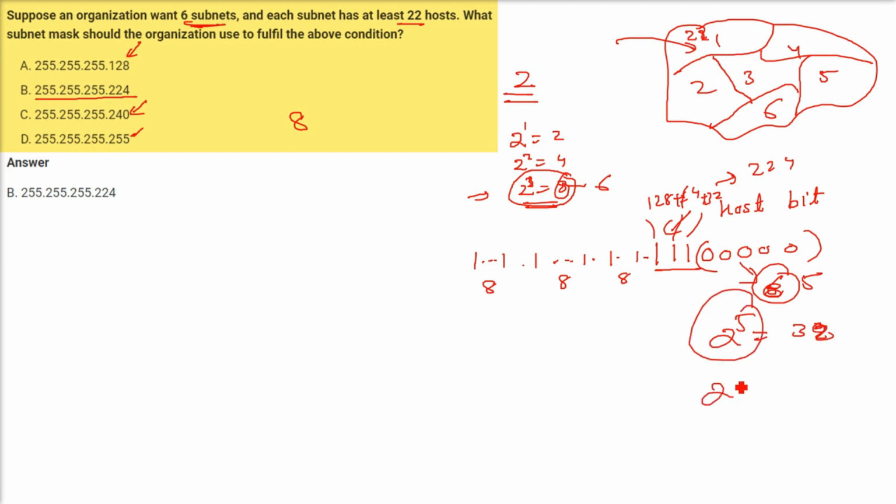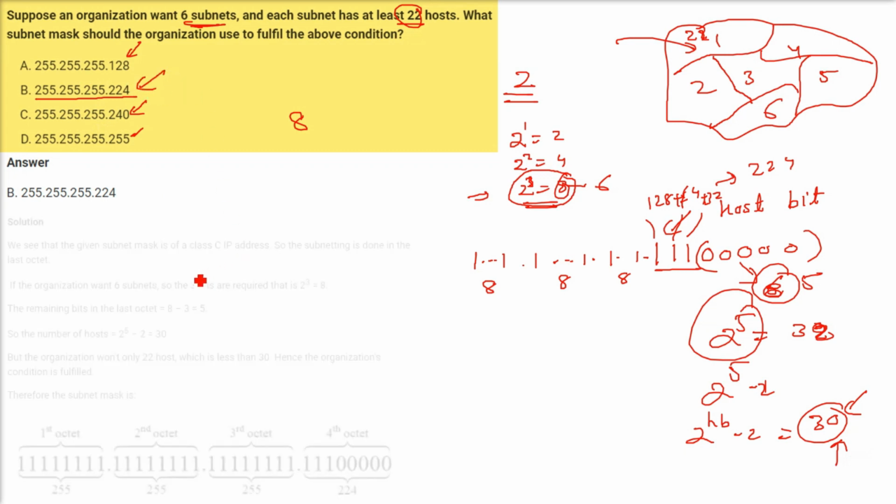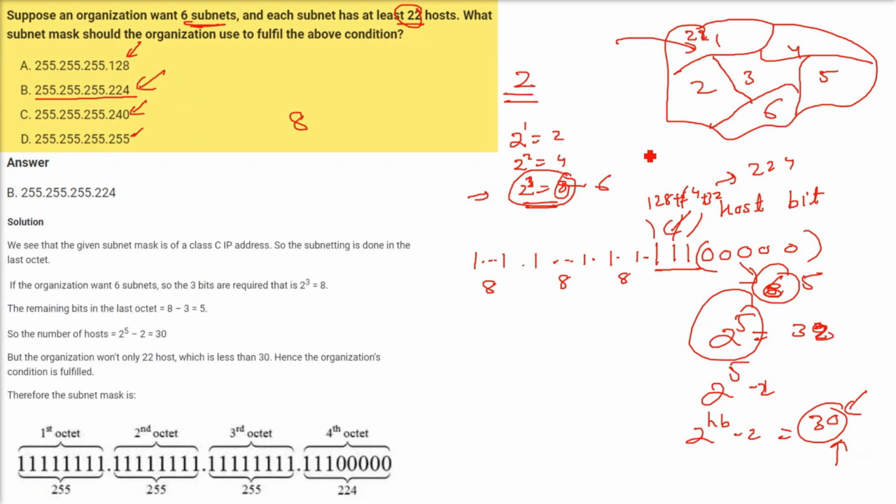How many can we assign? 2 to the power 5 minus 2. 2 to the power host bits minus 2. So it is going to be 30. 32 minus 2 is 30. Now this 30 is equivalent to 22. We need at least 22. So we have 30, so there is a possibility of 30. But we need at least 22. It can be higher.